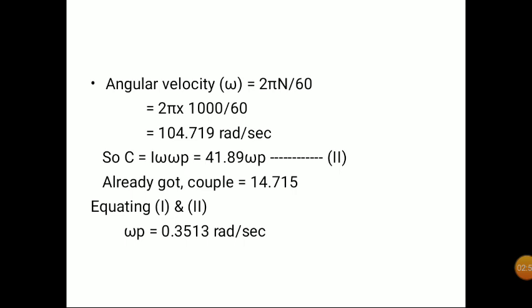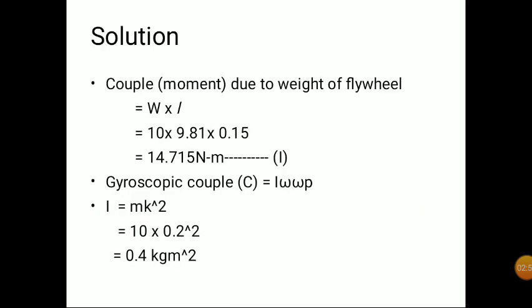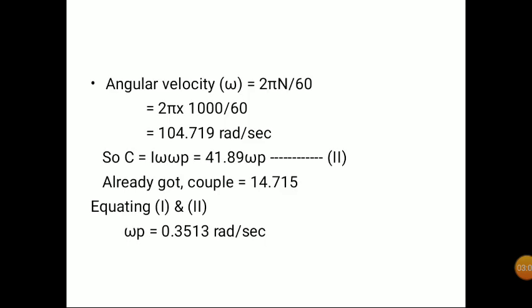Omega P we don't know. So we got the couple C due to the weight as 14.7. Again we are finding the couple here. So equating both 1 and 2, that is 14.715 equal to 41.89 omega P. From that, omega P is equal to 0.3513 radian per second. This is the angular velocity of precession. So this is about the problem on gyroscopic couple.